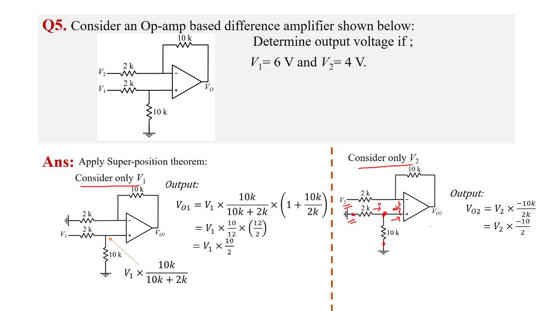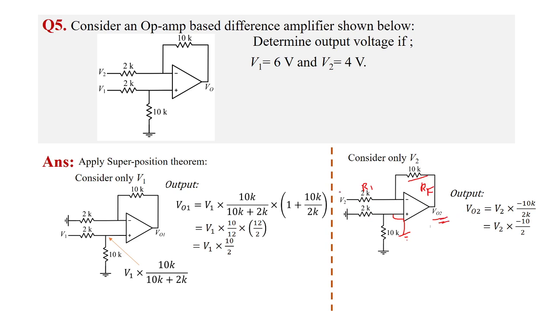So what is the voltage at this node? This is 0. Since this node is ground, this node voltage will be 0. Why? Because the op amp is ideal, input resistance is very high. So in effect this is similar to connecting to ground. So what is this configuration? This configuration is an inverting amplifier, right? So what is the inverting amplifier gain? It is minus Rf by R1. So if this is Rf and this is R1, the gain is minus Rf by R1.